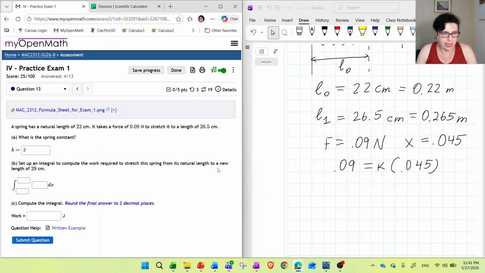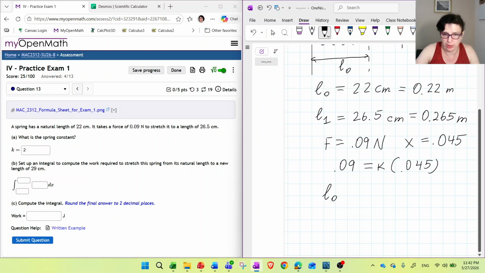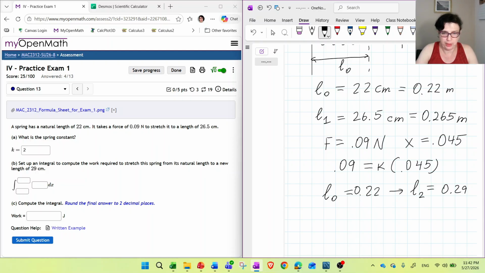The next thing it says: again, you let it go, it comes back to its equilibrium, which is the natural length, and then you want to stretch it to a new length of 29 centimeters. So you are stretching it again, starting at the natural length, which is 0.22, and you are now stretching it to a new length, let's call it L2, which is 29 centimeters or 0.29. So let's set up an integral to find the work that's required.